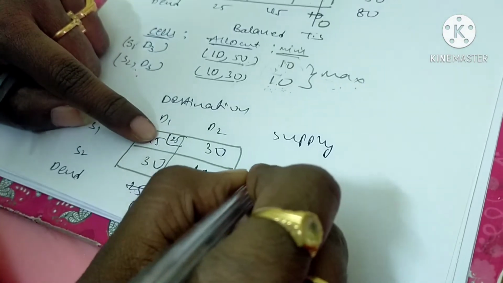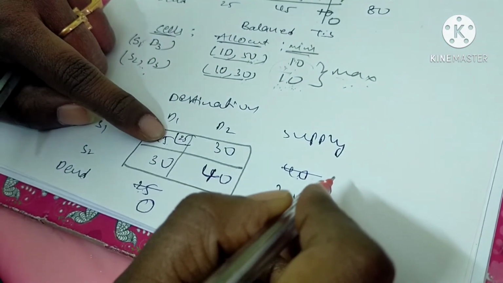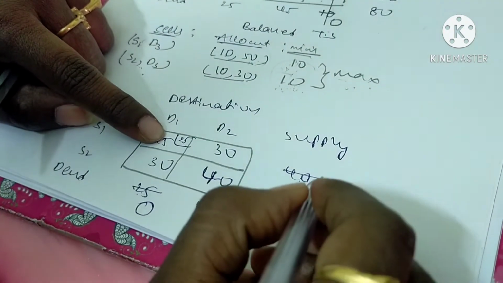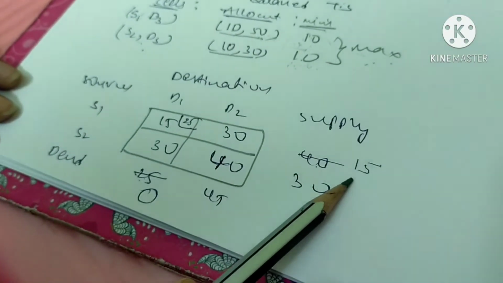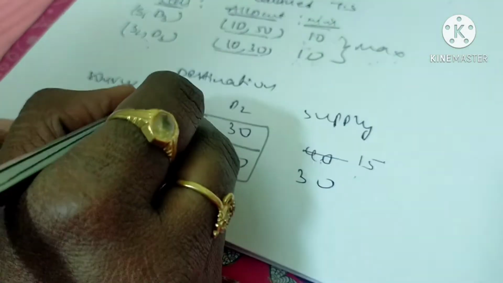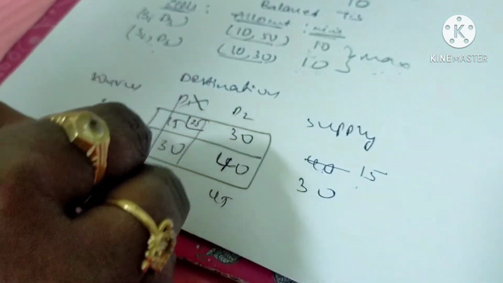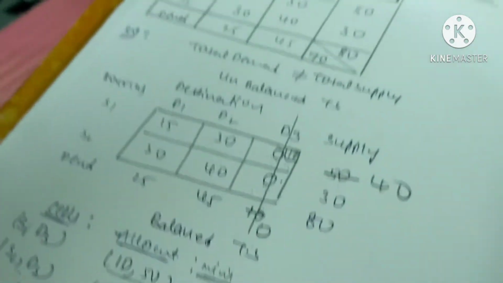0 here. 40 minus 25. How much? 15. Okay. Here we got 15 now. Here we got 0. Where we got 0? Here. Delete this complete column. Construct the table again. Okay.